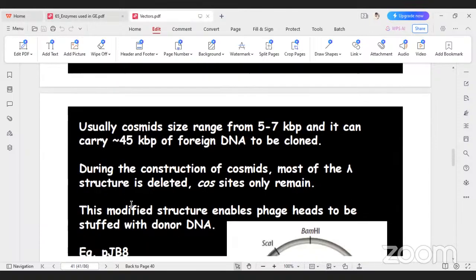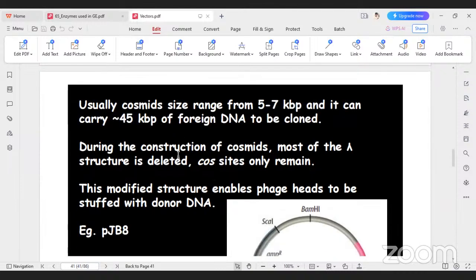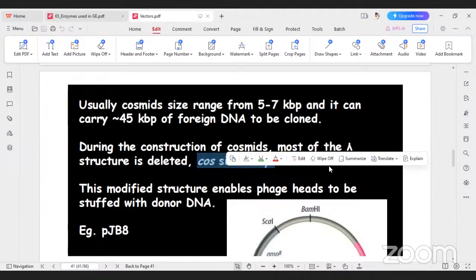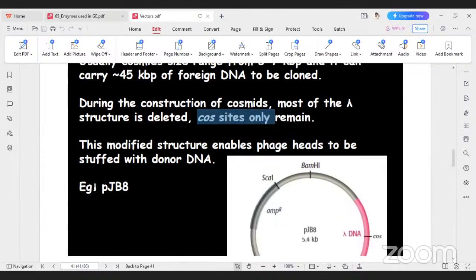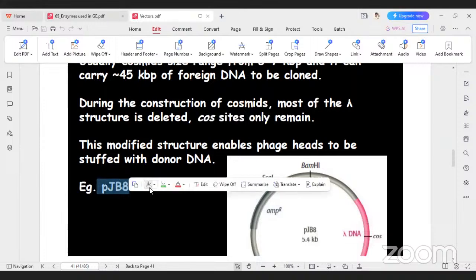Usually, cosmid size ranges from 5 to 7 kb, very small, and it can carry 45 kbp of foreign DNA. Of course, it is minute in molecular weight, but it carries up to 45 kilobase pairs of foreign DNA. During the construction of the cosmid, most of the lambda structure is deleted. Only the cos sites remain, that is the active site, and most of the other material is deleted. The modified structure enables phage heads to be stuffed with donor DNA. Example: pJB8.